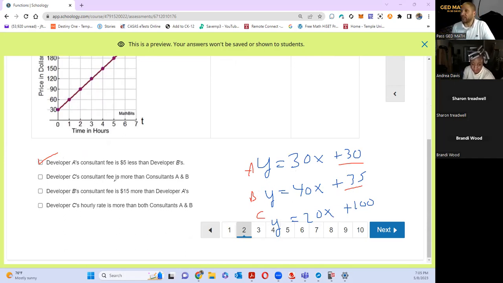Developer C's consultant fee is 5 more than A and B. A and B is 65, 5 more would be 65. That is not true. Developer B's consultant fee is $15 more than developer A's. No, it's only 5. So that's not true. Developer C's hourly rate is more than A and B. That's not true, because developer C is only $20 per hour. So it's only one of those which is true.